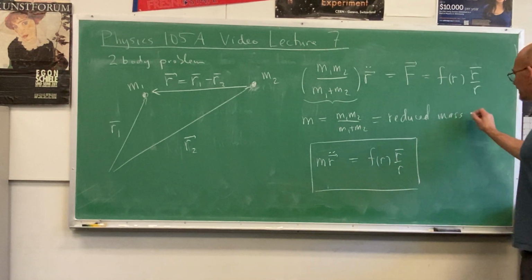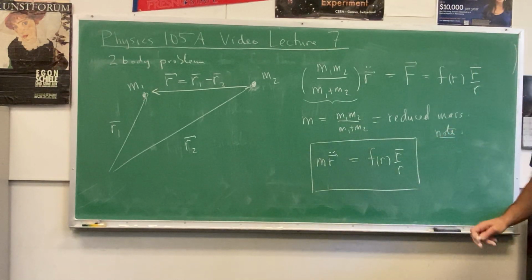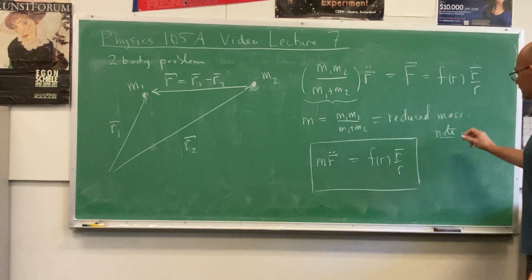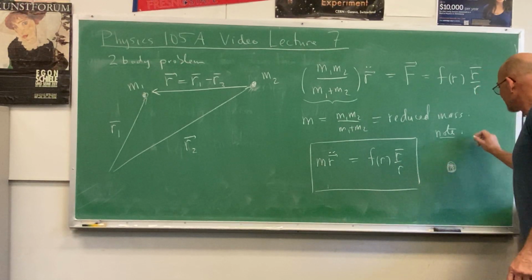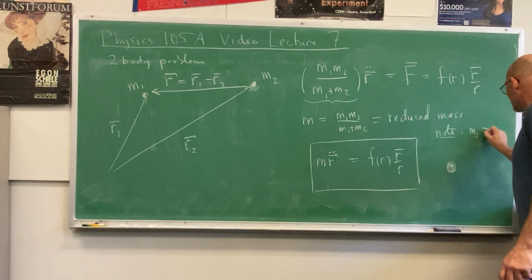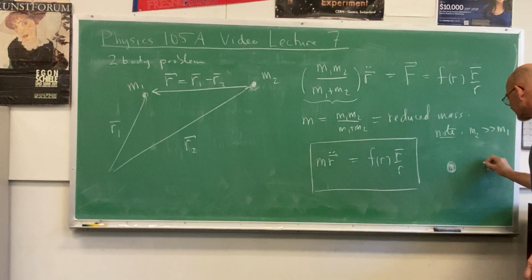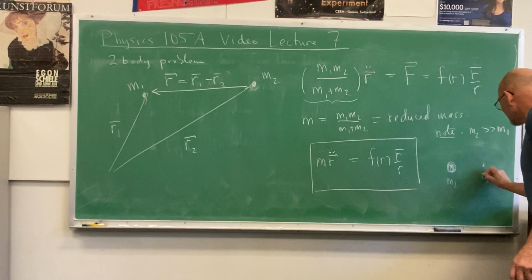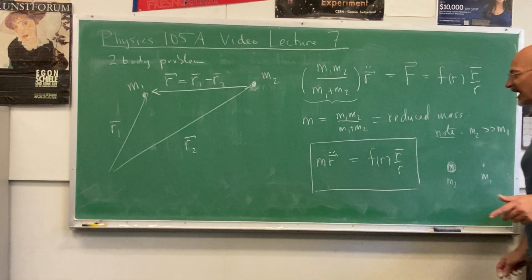So I'll put a note here for the reduced mass. You can say, well, that's just formal. It has the definition of mass and it involves both masses. Suppose we have a large mass. Let's say M2 is much greater than M1. So we've got a large mass and we've got a small one. We call this one M2, M1. So what I just want to do is evaluate the reduced mass for those circumstances.